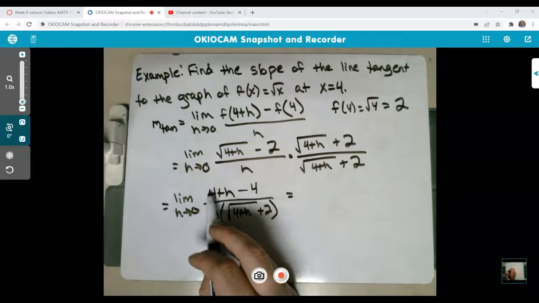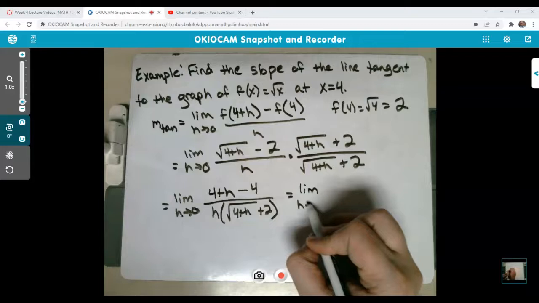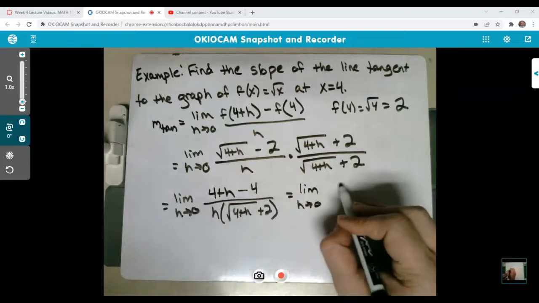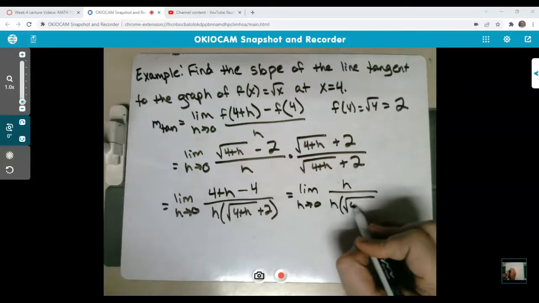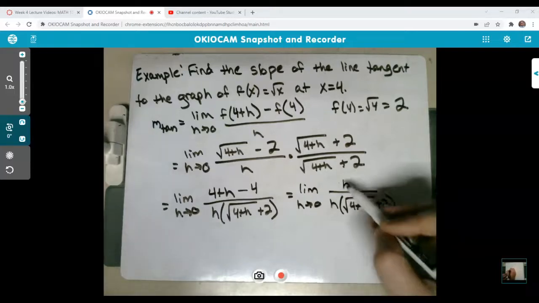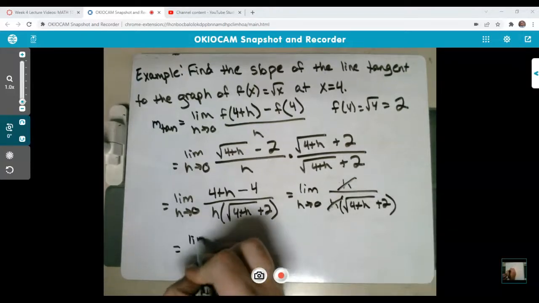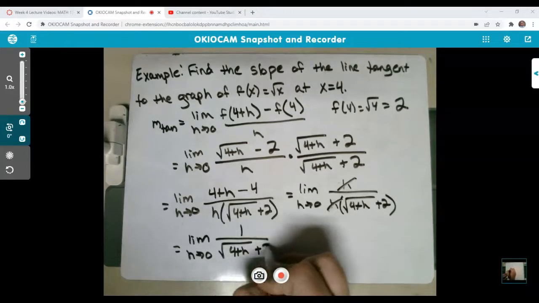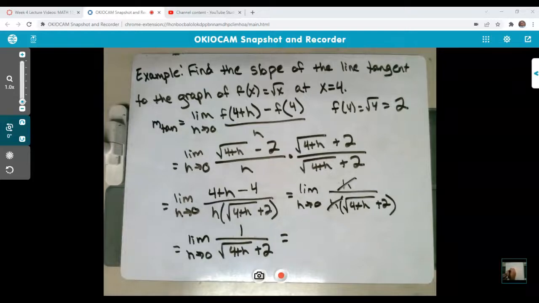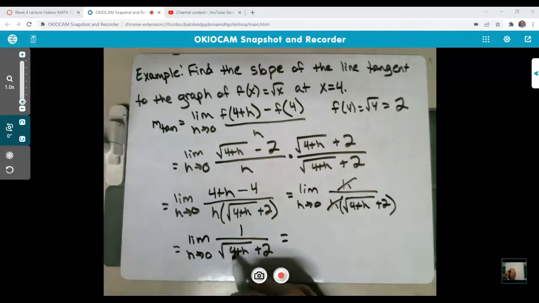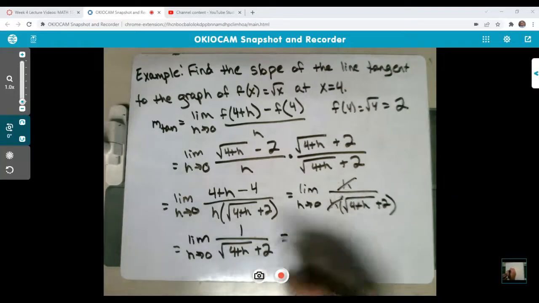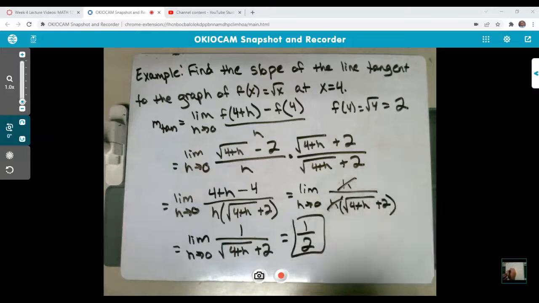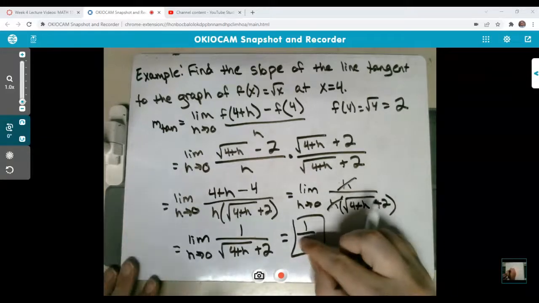On top right here, I have 4 minus 4, so that's the limit as h goes to 0. 4 minus 4, those are out of there, so it's just h over h times the square root of 4 plus h plus 2. And then I can cancel out the h's, so that's the limit as h goes to 0 of 1 over the square root of 4 plus h plus 2. And that's good because now I can just plug in 0 for the h. So 4 plus 0 is equal to 4. The square root of 4 is 2, and 2 plus 2 is 4. So that's 1 over 2. So our slope, 1 over 4.